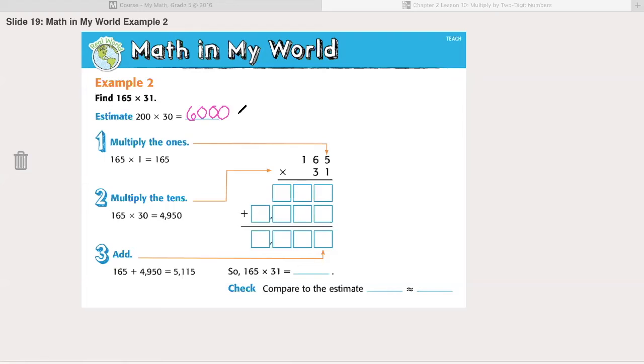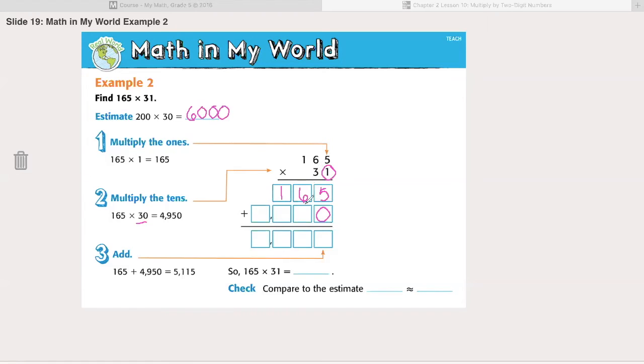That is our estimate. Let's go ahead and multiply out the exact answer. First, I'm going to multiply the ones. So I'm going to multiply this 1 times 165. And I know that 165 times 1 is 165, because any number times 1 is itself. Now, I'm going to multiply the tens. But before I do that, I have to make sure that I put a placeholder of a 0. 0 is here. I'm ready to multiply.